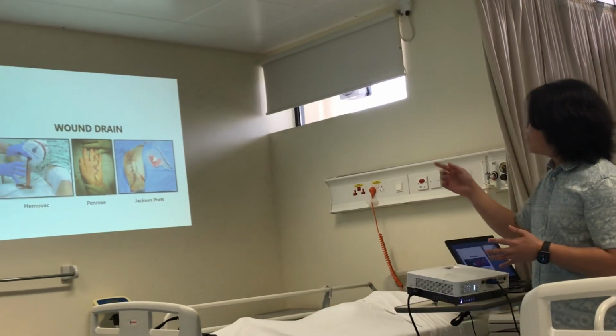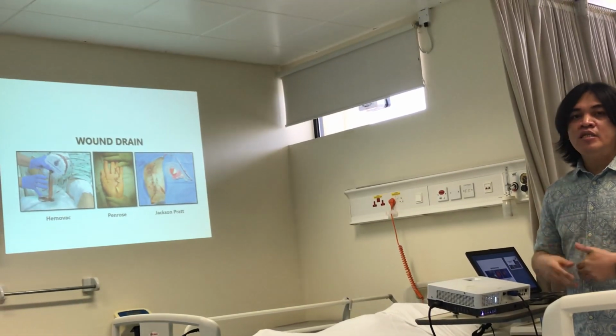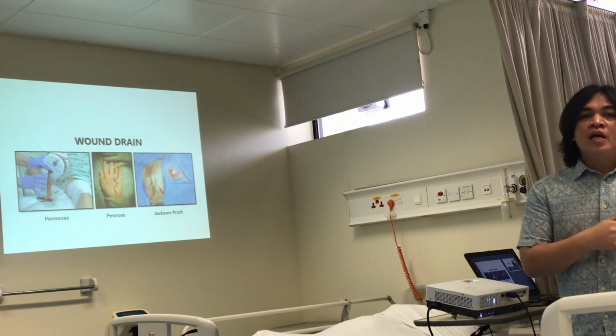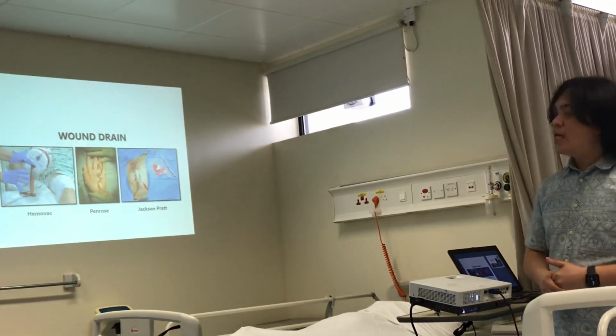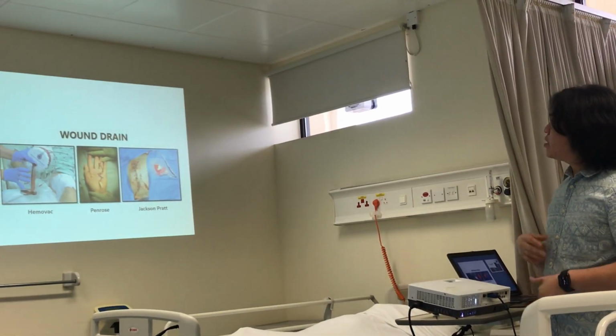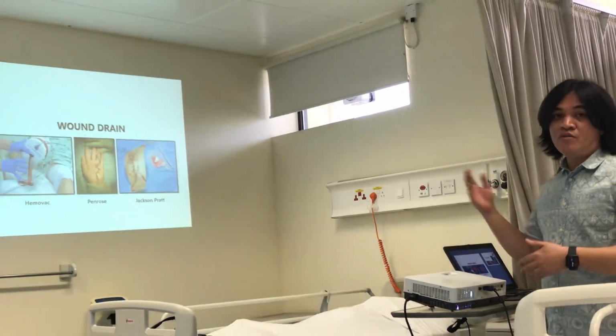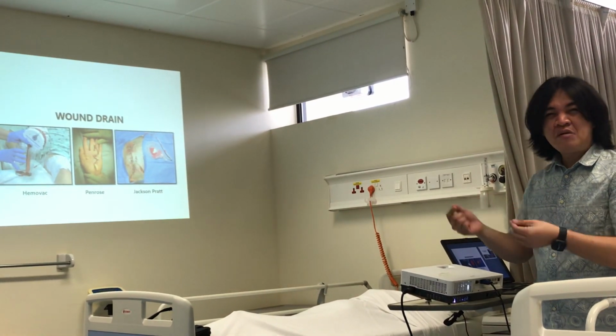Okay? The Hemovac, the Penrose, and Jackson Pratt. These are wound drains. This collects exudates and blood from the wound site in order to promote wound healing and recovery. Okay? They will ask you what is the role of a nurse if there's a wound drain. Already it should be collected every hour, every shift, and it should be recorded, and etc.